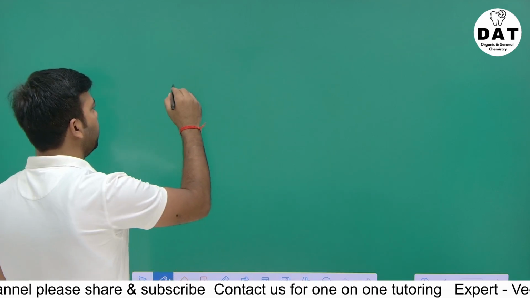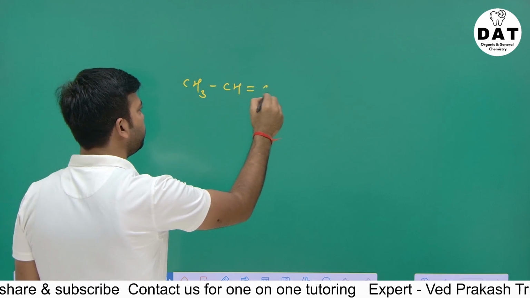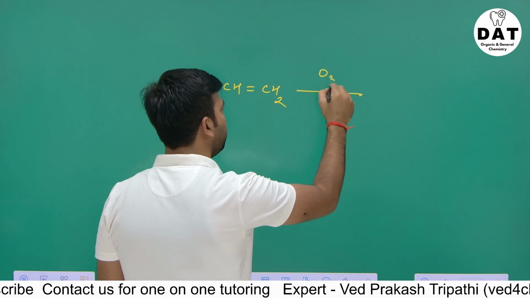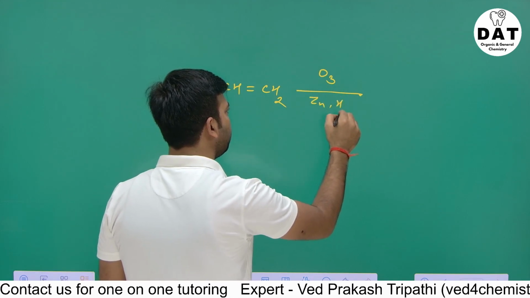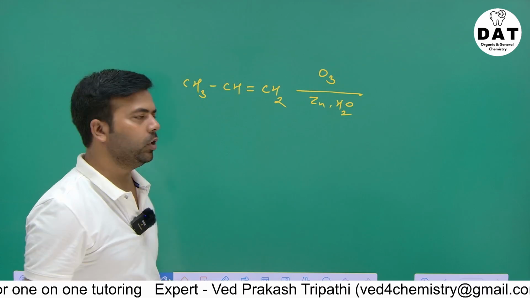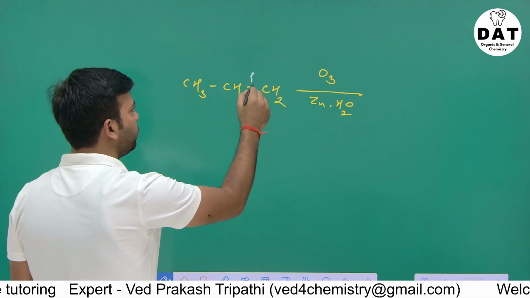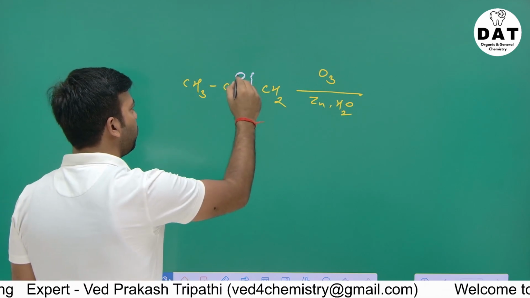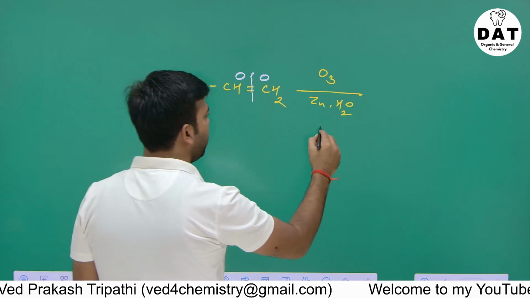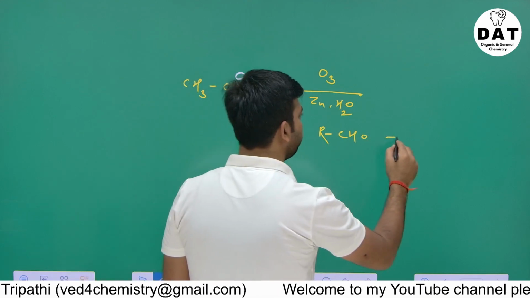Suppose we have this alkene, a very simple one, CH3CH double bond CH2, and we are going to treat it with O3, zinc, H2O. Zinc is a reducing agent and we are doing reductive ozonolysis. The key point is: break the double bond and attach oxygen on both sides of the carbon. So on the left hand side it will be RCHO and it will be CH2O.